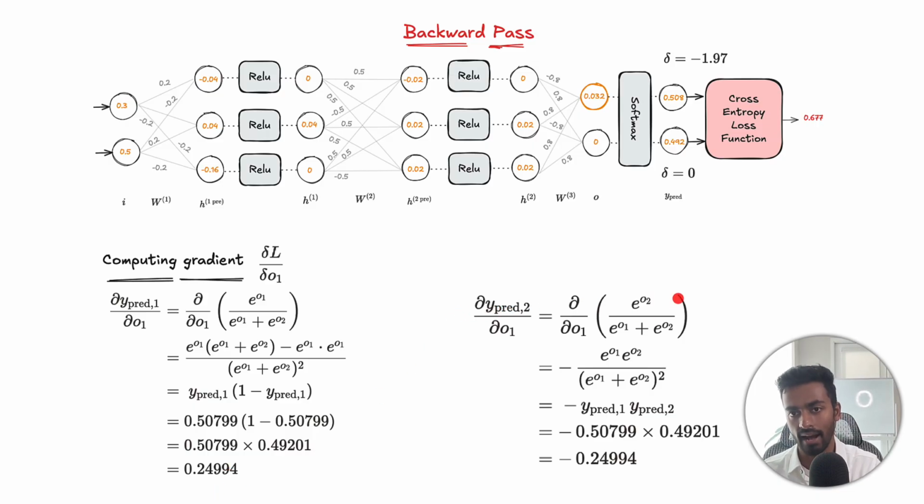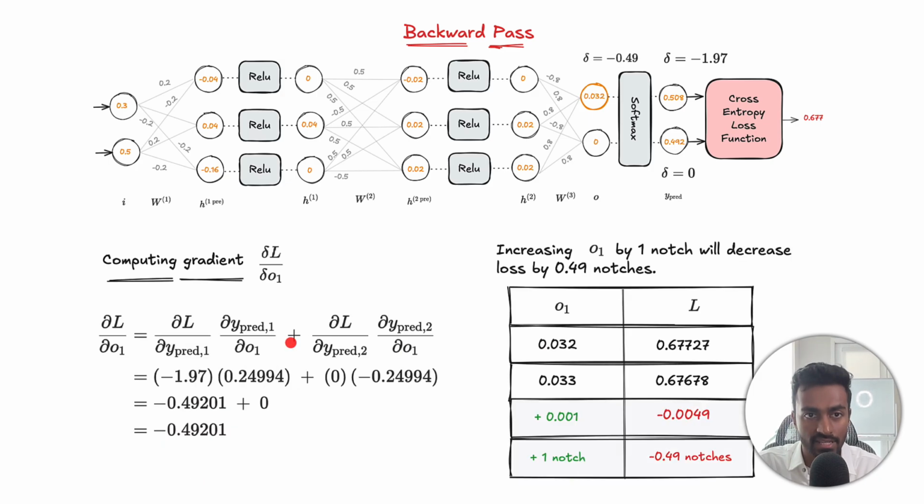Similarly, for ypred2, we have a softmax activation here, and you perform the same kind of calculation of f of x by g of x. Doing so, you get negative 0.25. Now, substituting these values into our chain rule equation, you'll get negative 0.49201. So what this means is that by increasing O1, that is this output, by a small notch, you will decrease the loss by 0.49 notches.